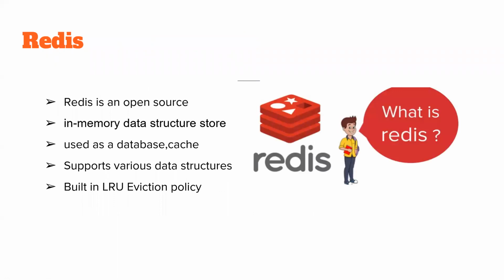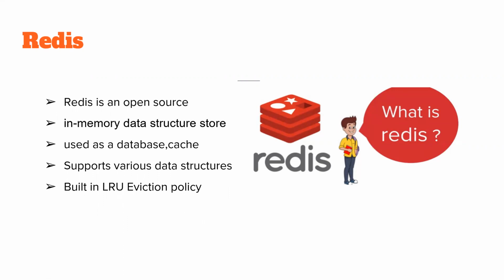So, introduction to Redis. Redis is an open source, BSD licensed, in-memory data structure store used as a database, cache, and message broker. It supports data structures such as strings, hashes, lists, sets, sorted sets with range queries, bitmaps, HyperLogLogs, geospatial indexes with radius queries, and streams.